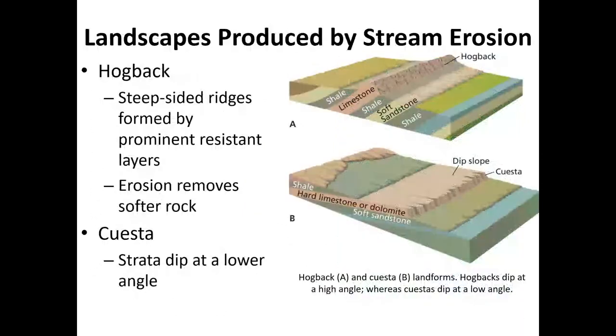So these are some examples of hogbacks and cuestas. This is a cross section of a hogback. That's where you have different layers of rock, and you have something like limestone, which is very hard, pushed up at an angle, creating what looks like a little cliff. That's an example of a hogback. And then the same thing, but at a much more gentle slope, might be considered a cuesta. That's when you have strata, but at a much lower angle than a hogback would be.